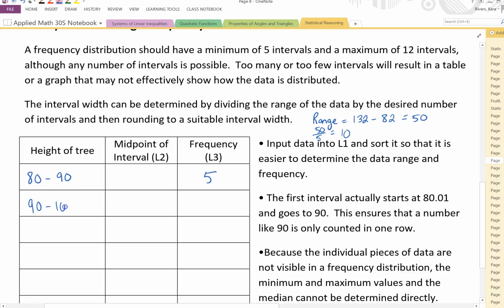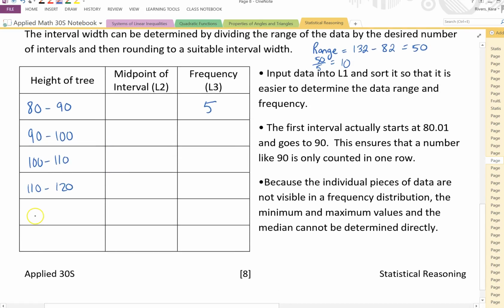90 to 100, 100 to 110, 110 to 120, and 120 to 130. I need that 132 in there, so I've got another one as 130 to 140. Okay? So you're going to go ahead with these intervals and count how many values are within that range.